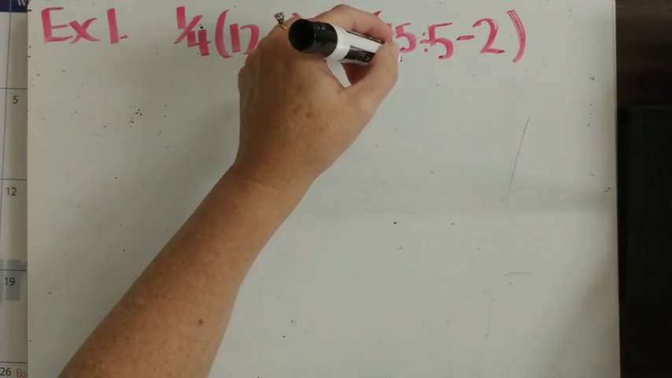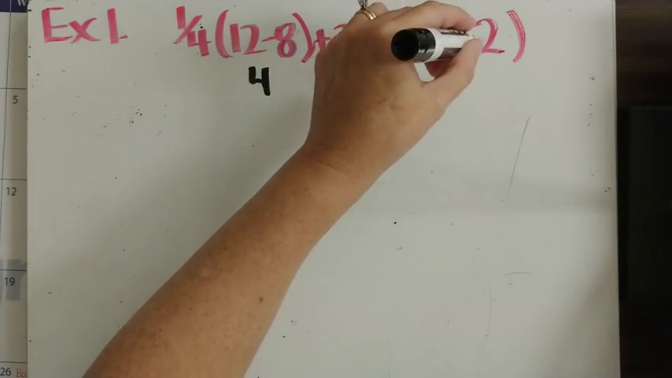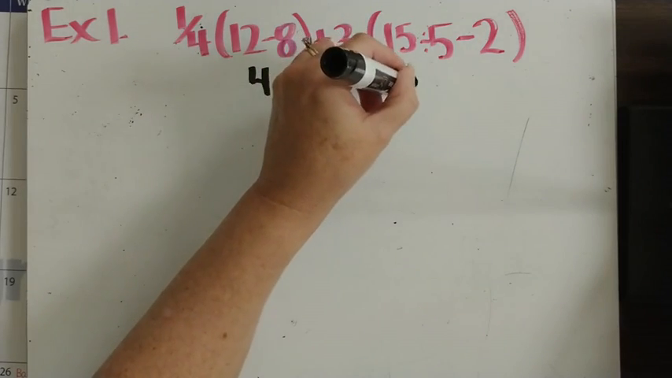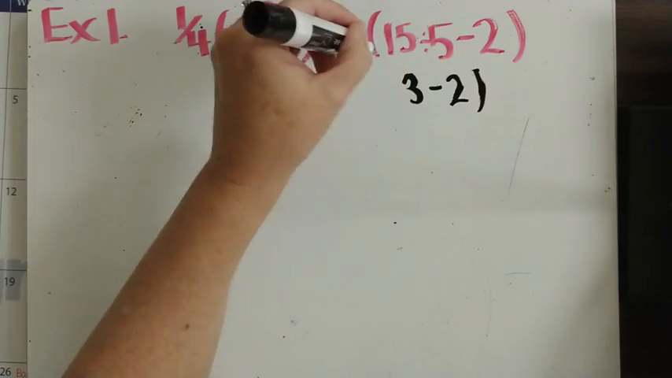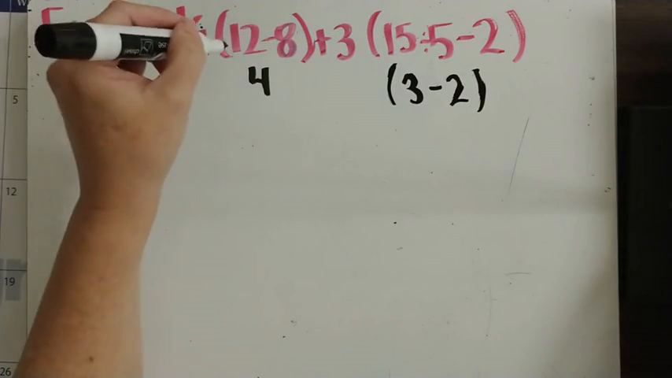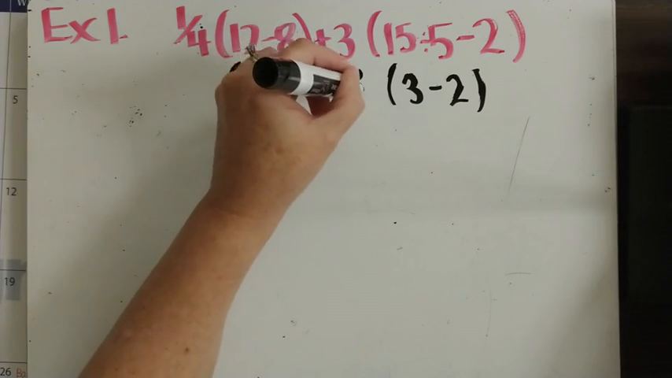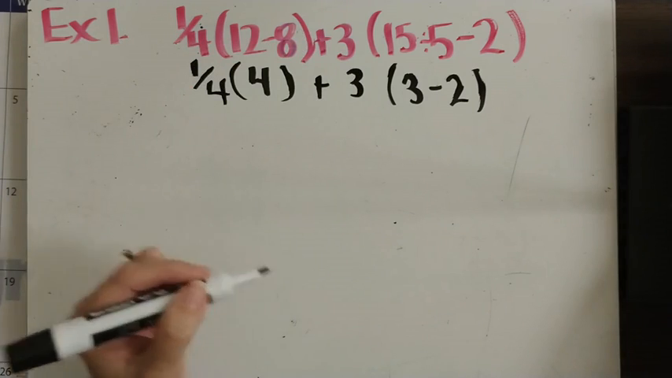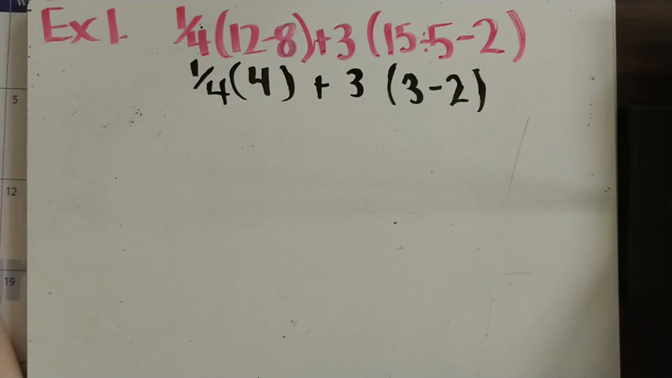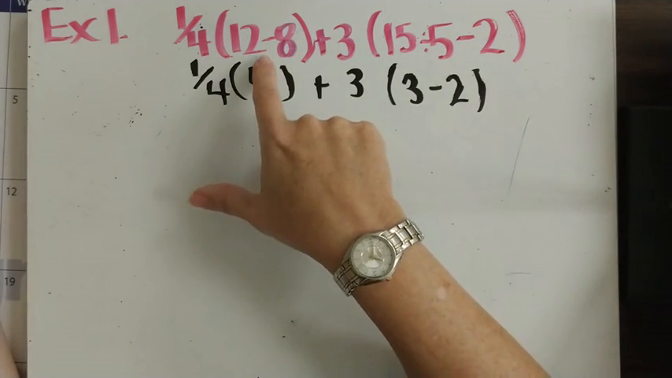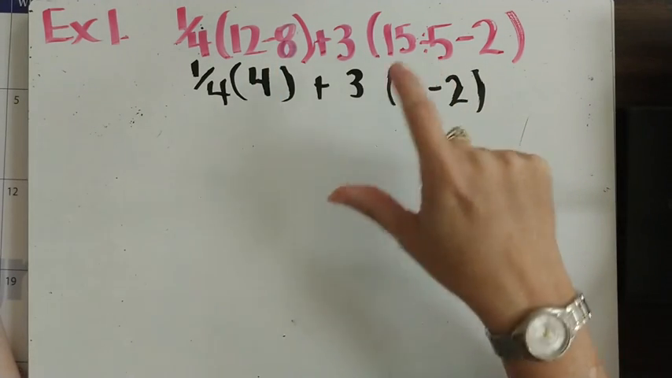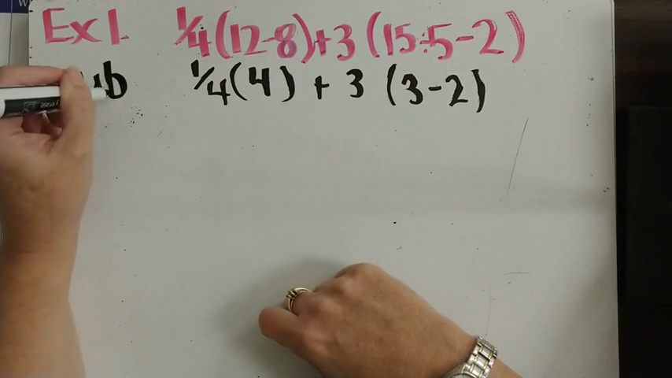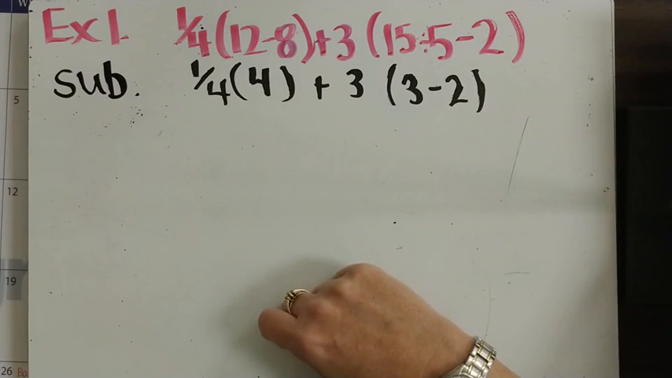Over here, we have 15 divided by 5 minus 2. Division comes before subtraction, so this becomes 3 minus 2. Bring down the rest of the information and continue. We need to tell what property we used to simplify these parentheses. We are going to call that substitution, and you can just write SUB period.